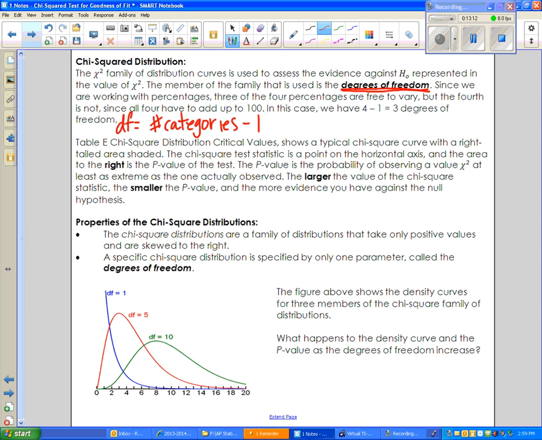And just like with the normal curve and with the t-distribution, you do have a table of values that will give you all of the probabilities for the chi-squared distribution. I'll also show you how to do this on your calculator because it's a lot easier. The table basically shows you the typical chi-square curve with a right-tailed area shaded. The chi-square test statistic then is just a point on the horizontal axis, and the area to the right is the p-value of the test.